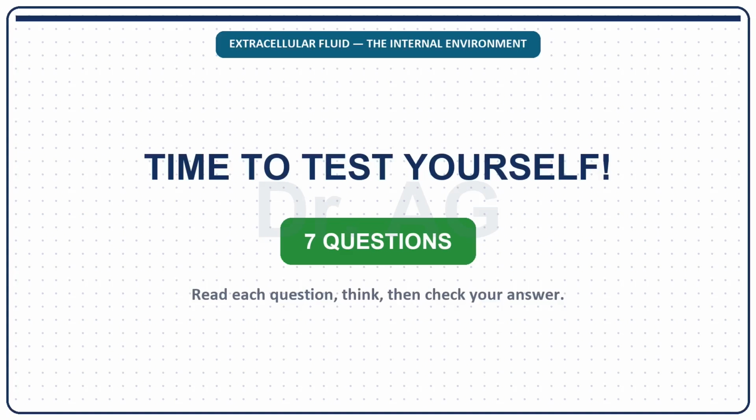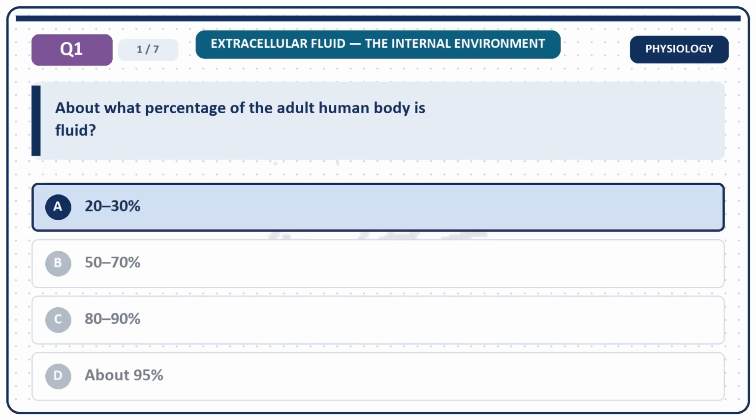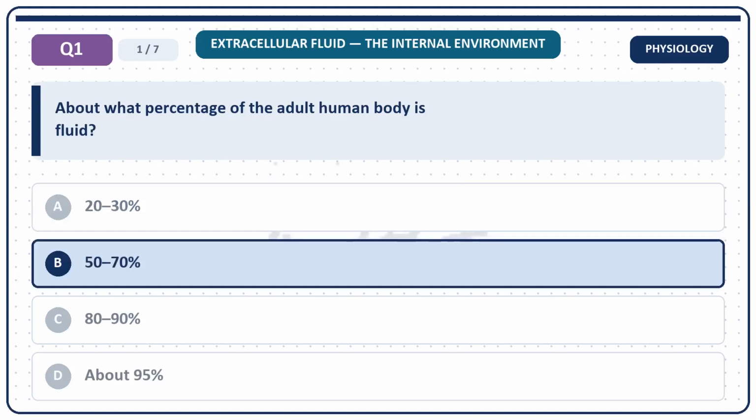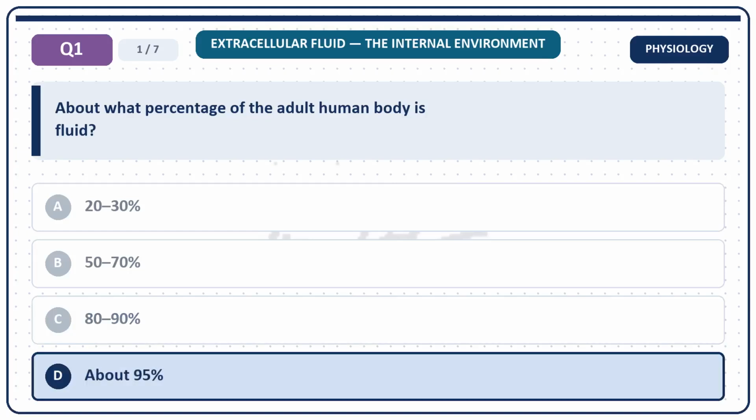Now, let's test what you've learned, with 7 quick questions. Question 1. About what percentage of the adult human body is fluid? Option A, 20 to 30%. Option B, 50 to 70%. Option C, 80 to 90%. Option D, about 95%.